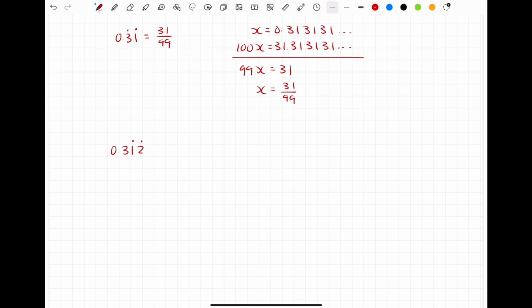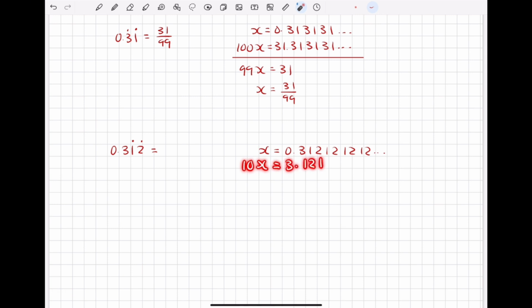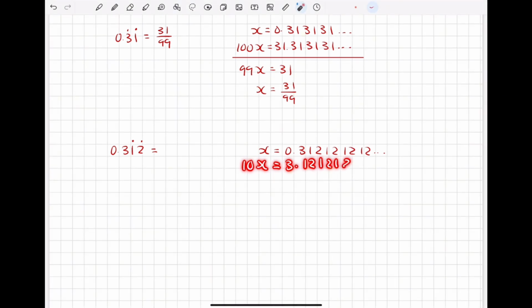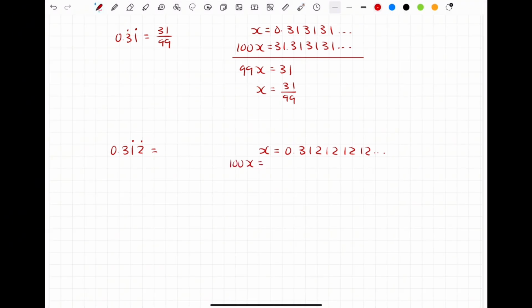Moving on, 0.312 recurring. Now in this case, only 1, 2 is recurring, 3 stays the same. So x, if I write it out in full, it should look like this. x is 0.312121212 recurring. So let's have a look. What should I multiply that x by? If we multiply by 10, we will have 3.121212. As you can see, they don't line up. If I do 10x subtract x, I won't be able to get rid of that 1, 2 recurring. So let's try 100x. I'll have 31.212121. This allows us to get rid of that 1, 2 recurring.